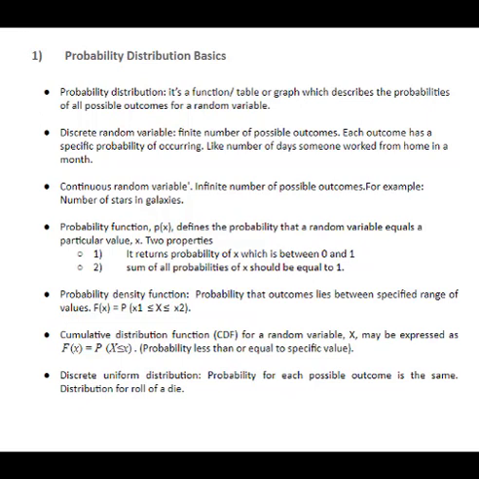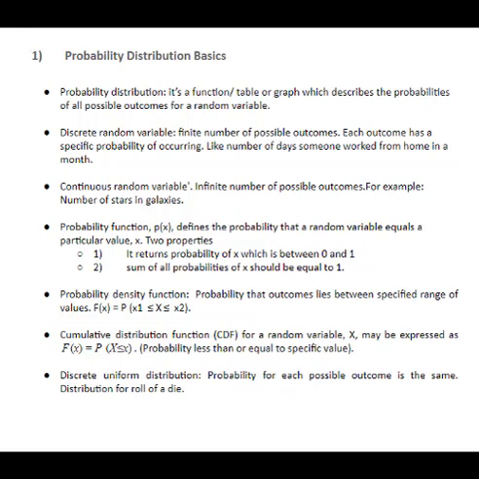In this example, tossing a coin, it's a discrete random variable because it can take either head or tail. So our mutually exhaustive events we can count. So that's an example of a discrete random variable. For example, rolling a dice can take one of the six values. That's also an example of a discrete random variable.